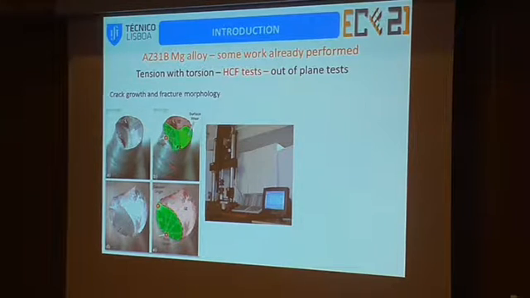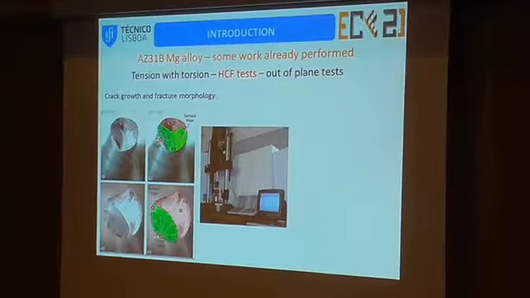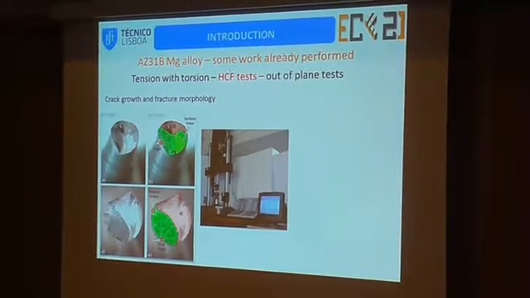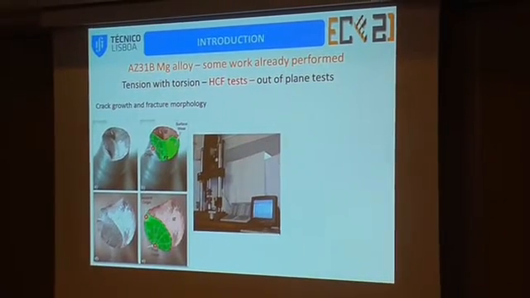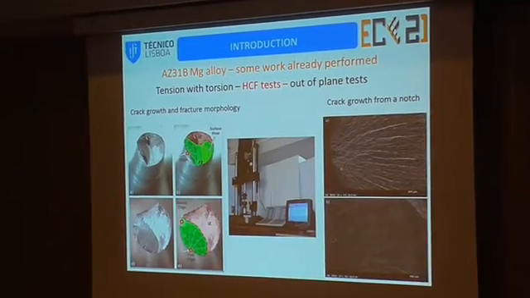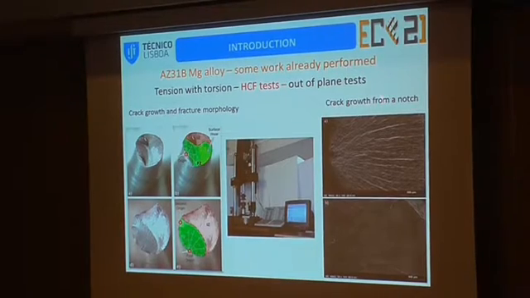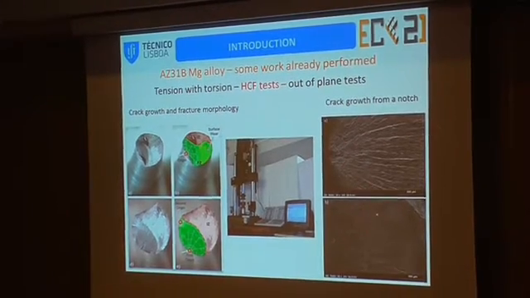Now let me show briefly some work already performed by our group in Lisbon. Corresponding to the plane specimens, concerning the isotropic tests, we have performed these tests and we have some data corresponding to crack growth and fracture morphology. Also with small notches, we have performed some tests, and we are analyzing the influence of the notch in crack growth. Depending also on the loading path, we obtain different morphologies.